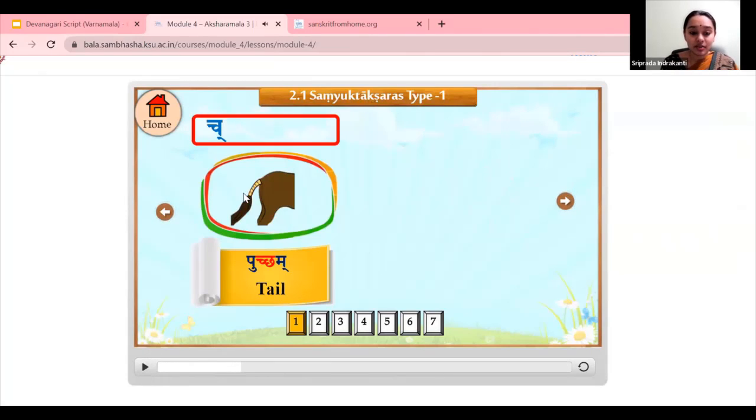Now let us look at the other combinations which are similar to this type, which come under this type. So pucham, ch plus ch.